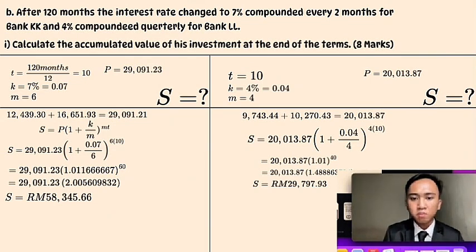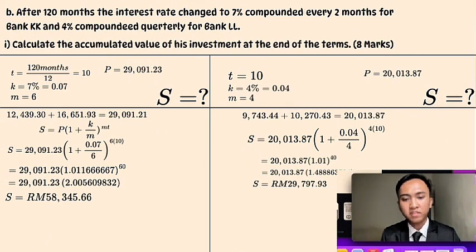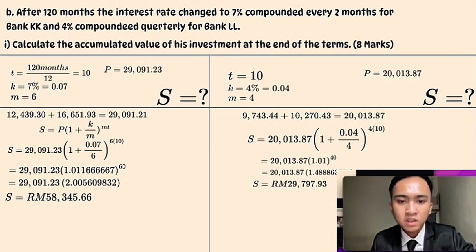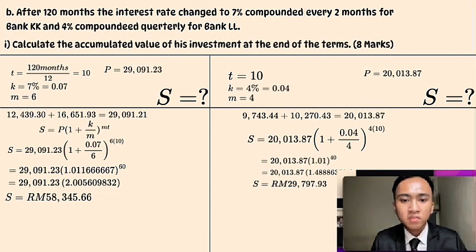Let's start with Bank KK. The starting money or principal is 29,091 ringgit and 23 cent. The interest rate is 7% or 0.07, and because it is compounded every 2 months, there are 6 times in a year. The time is 10 years.